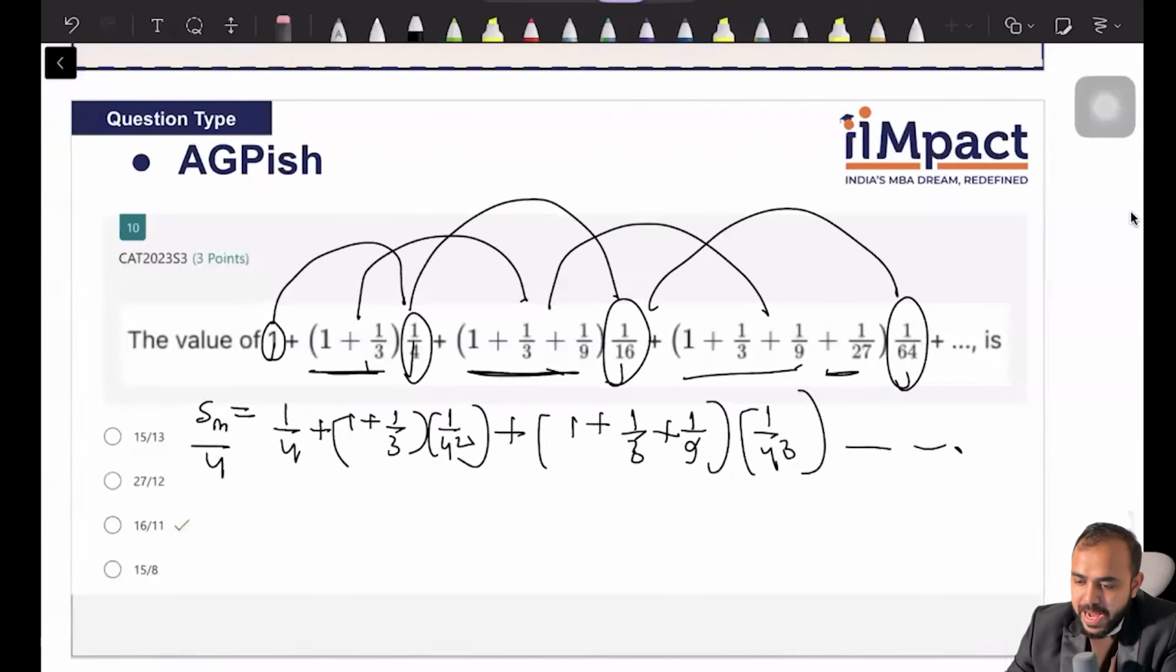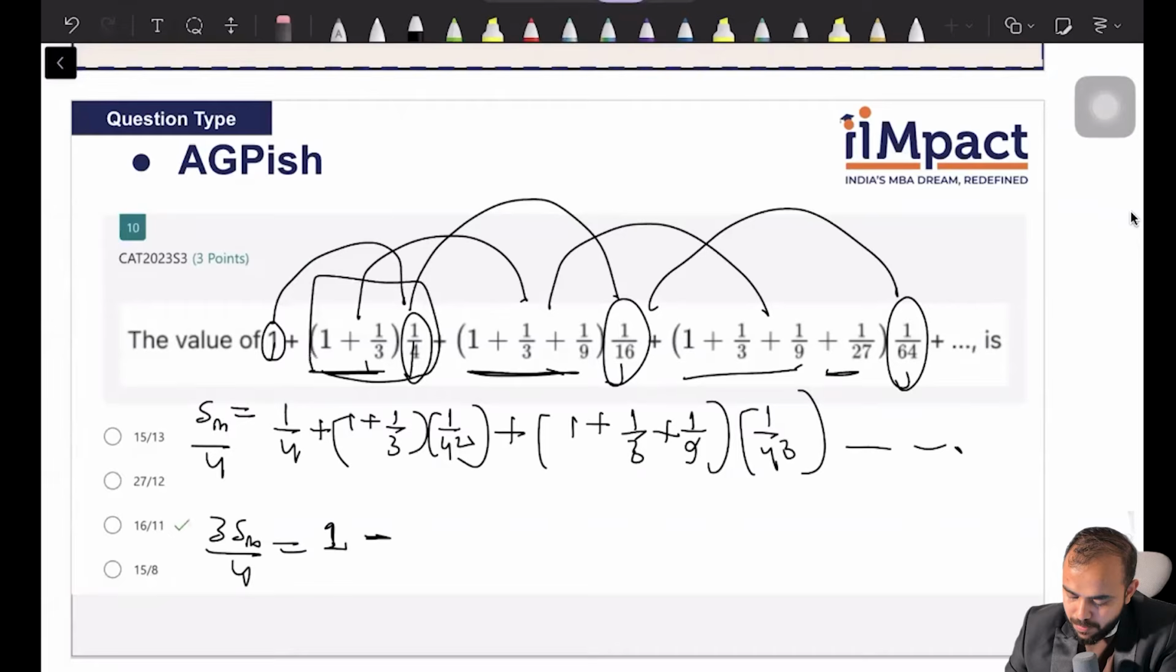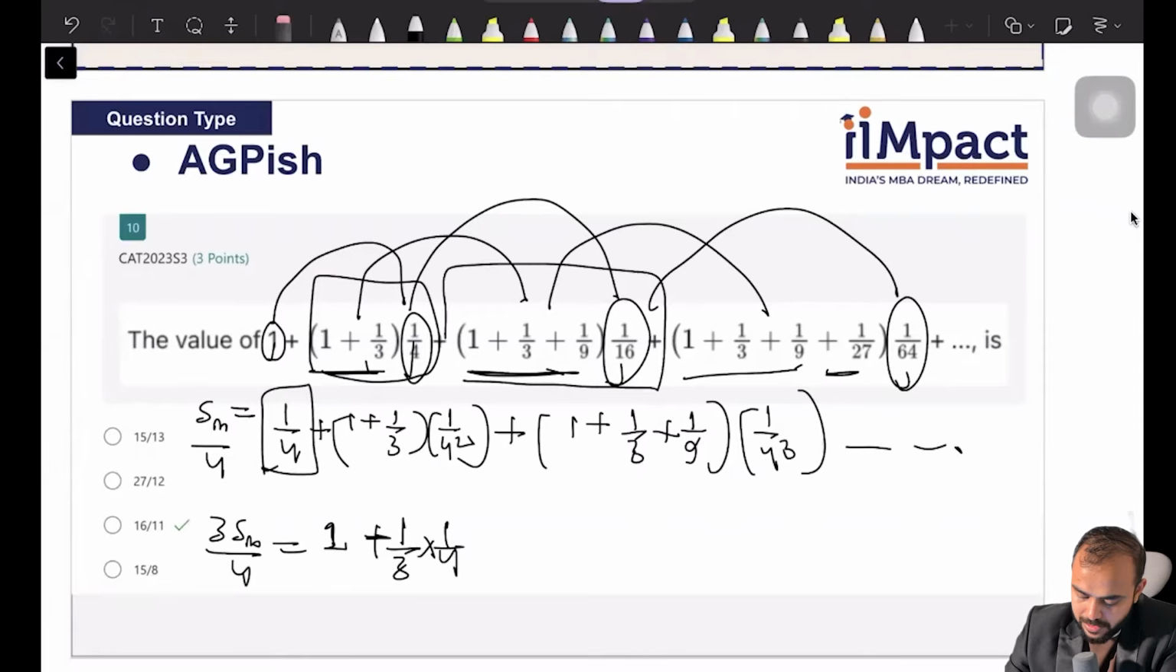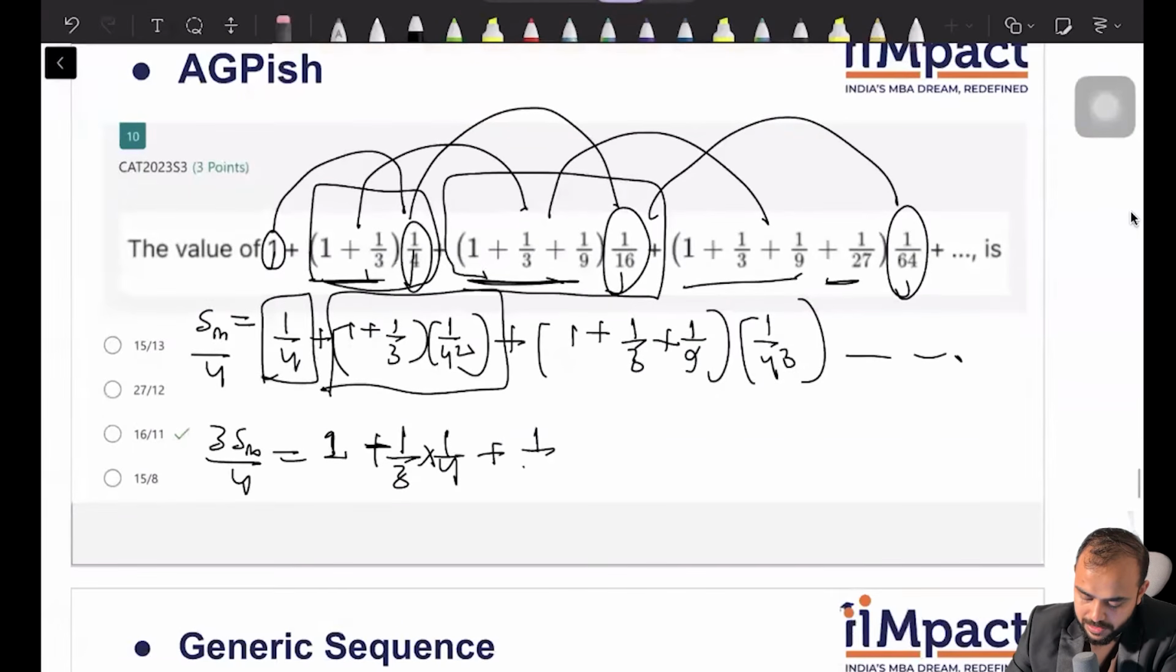Now once I subtract this, I'll get 3 Sn by 4 is equal to Sn minus Sn by 4 is equal to 1 minus 1 by 1. Then I'll get minus this thing minus 1 by 4, which is 1 by 3 into 1 by 4. Then I'll get this thing minus this thing. This will become plus 1 by 3 square into 4 square.